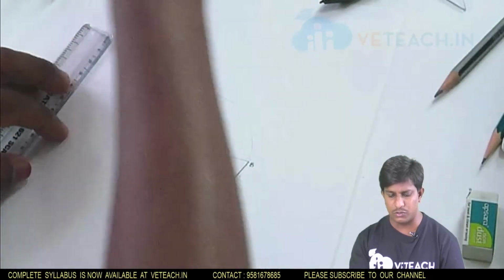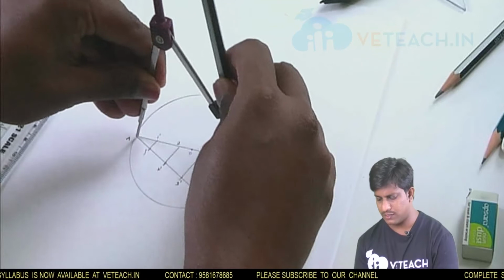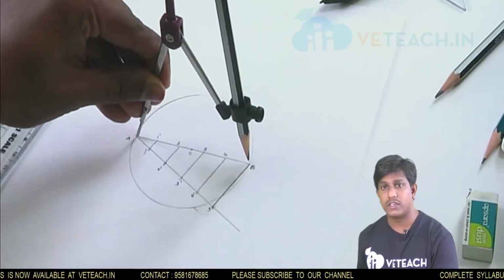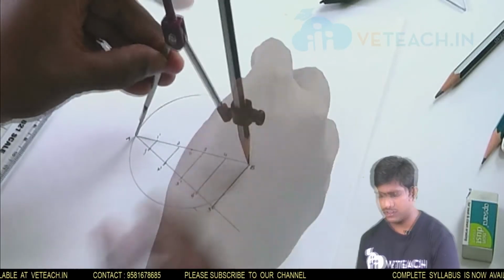Then what we have to do? See, take a compass with AB as a radius and draw an arc.